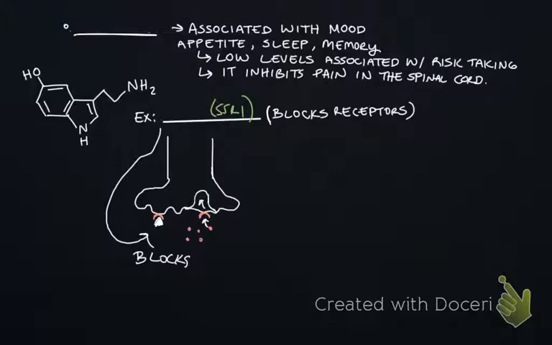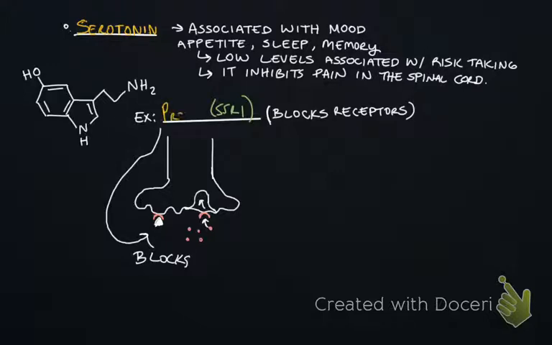Other common neurotransmitters are serotonin. You've probably heard of serotonin before. It's associated with mood, appetite, sleep, memory, perceptions of reality. Low levels are associated with risk-taking. It can actually inhibit pain in the spinal cord.